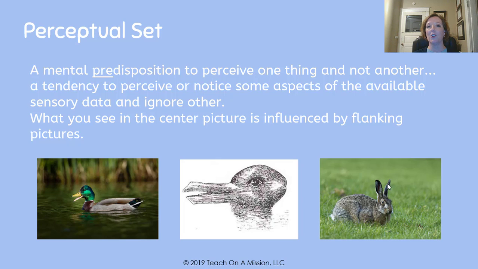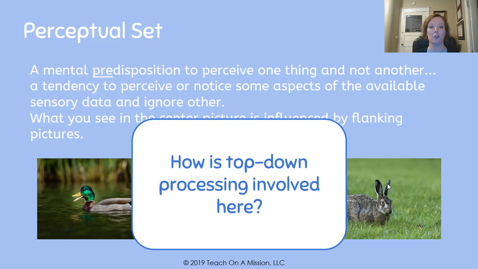You are more predisposed to be looking for a picture of the rabbit in the illustration. And if you look at it, you can see the ears very clearly and the eyes. Hopefully you can see both of those pictures now that you've been exposed to both parts of the illusion. So my question for you is, how is top-down processing involved here? What is the top-down process that is allowing you to see either the duck or the rabbit first?